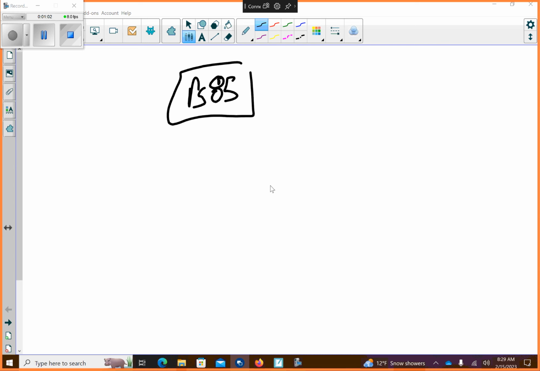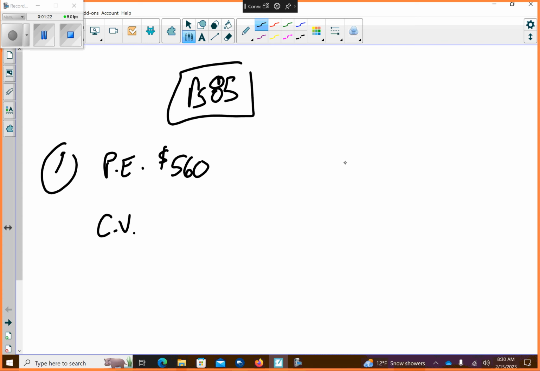All right. So problem number one says point estimate, so PE. What do you guys think? Oh, the average amount paid. Okay, they gave us that, 560. Cool. That was our point estimate. And our critical value we need to find, and our confidence level, and our standard error of the mean. Our confidence level is 99%, so that's given to us.